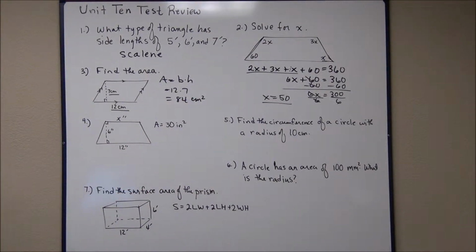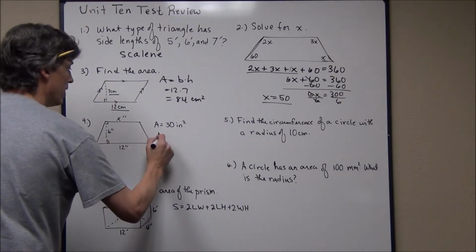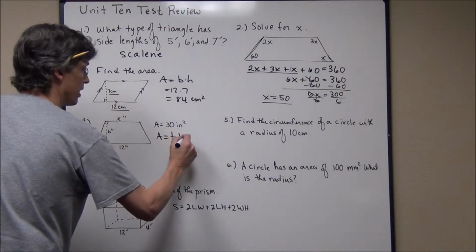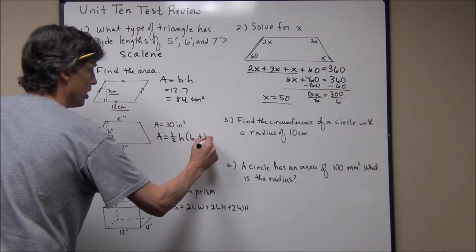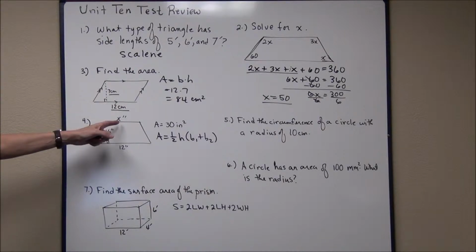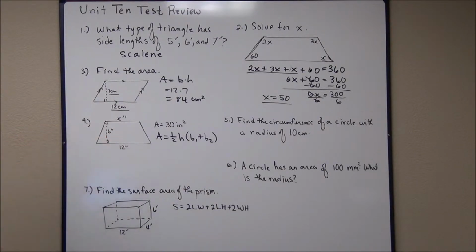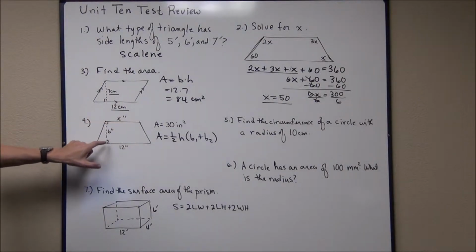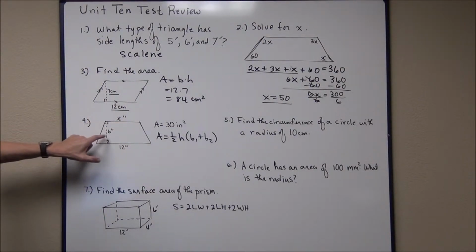Problem 4 is a little bit different. It's a trapezoid. We have a formula for the trapezoid, you may remember. Area equals 1/2 times the height times the sum of the bases. Well, in this case, we have the area. We're asked to find one of the bases. The bases, remember, are the sides that are parallel to one another. And you can tell these are parallel because they're both perpendicular to the same segment here, which is my height.